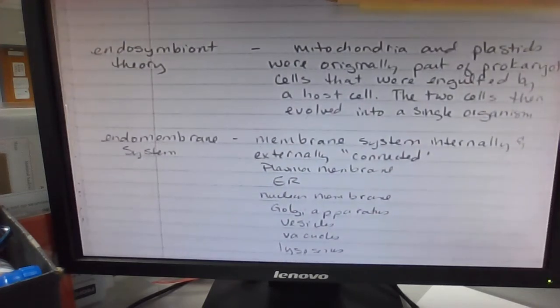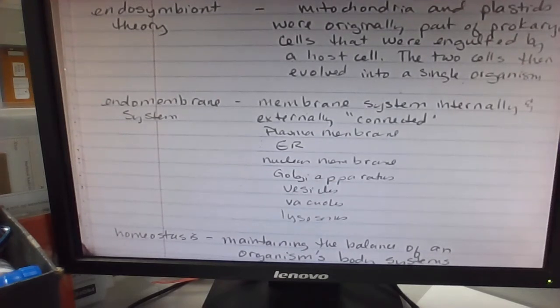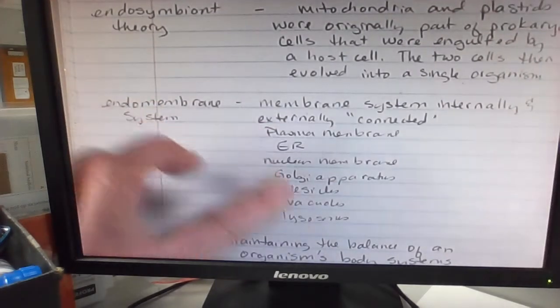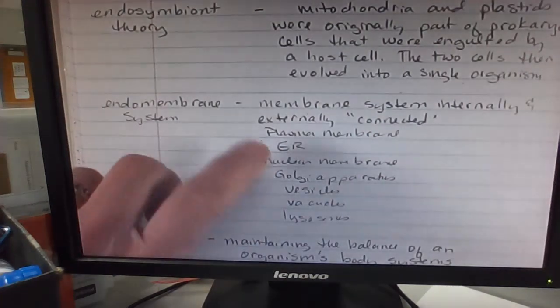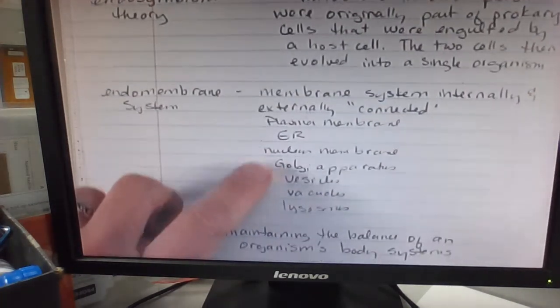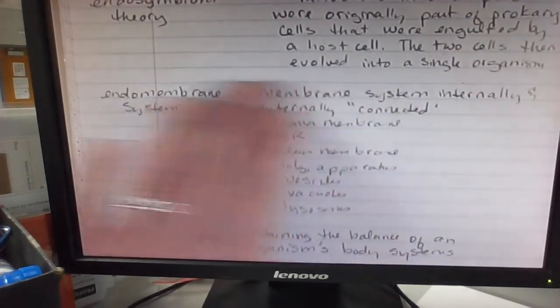Endomembrane system. A membrane system internally and externally connected. And so these would be the components that are a part of that system: plasma membrane, endoplasmic reticulum, nuclear membrane, Golgi apparatus, vesicles, vacuoles, and lysosomes. All of those are components of the endomembrane system.